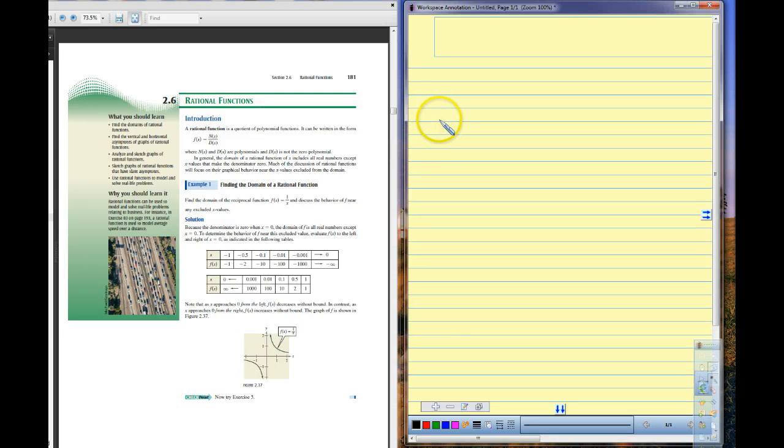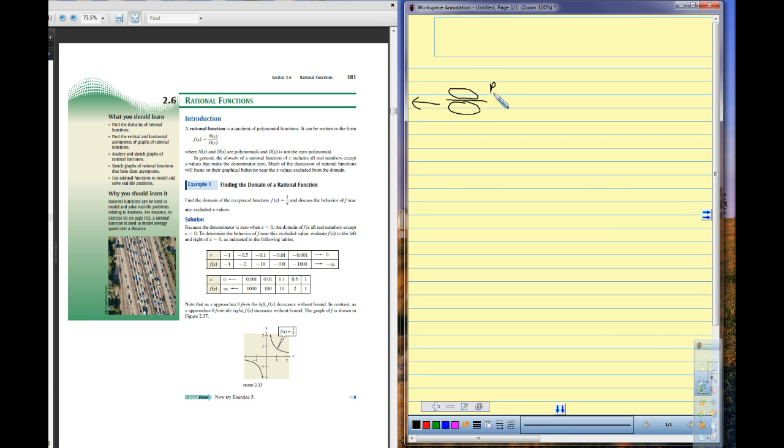Okay, we're going to go ahead and discuss things starting in Chapter 2, Section 6. We're going to be discussing, as we see here, rational functions. Rational functions are functions that basically look like a fraction. They have a numerator and a denominator, and the numerator is built up of a polynomial function.